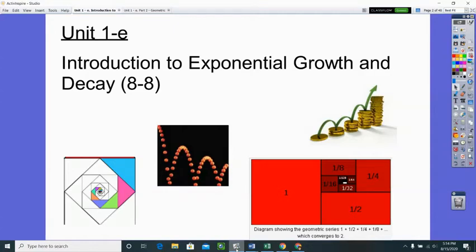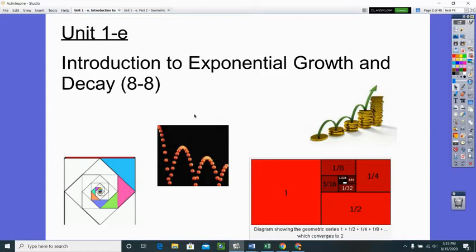So today we're going to take our geometric sequences and apply them to the real world. And that is done through exponential growth and decay. So our section today is Unit 1E, Introduction to Exponential Growth and Decay. It's in Chapter 8, Section 8, and you're going to notice the word introduction. We have a whole unit, Unit 7, on exponential functions, and we will revisit this topic.